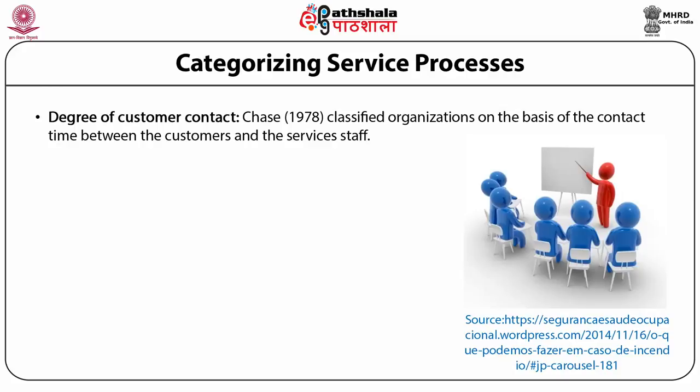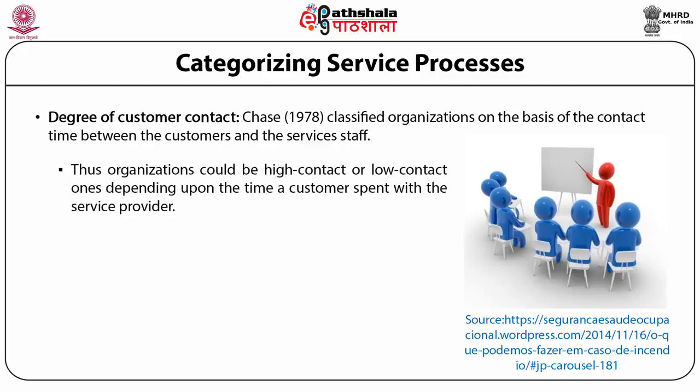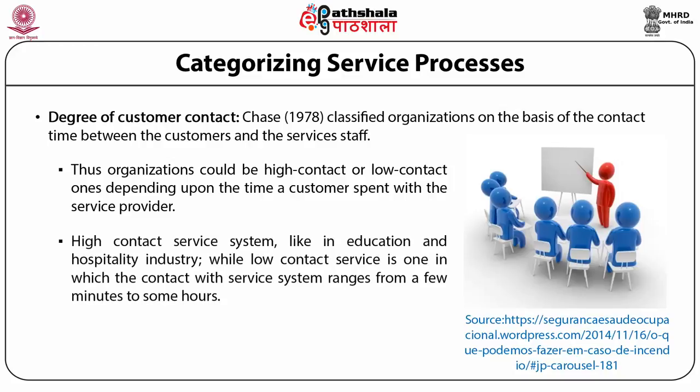Organizations can be classified on the basis of the contact time between the customers and the services staff. Thus, organizations could be high contact or low contact depending upon the time a customer spends with the service provider. High contact service system, like in education and hospitality industry, while low contact service is the one in which the contact with the service system ranges from a few minutes to some hours, like appliance repair services or postal services.